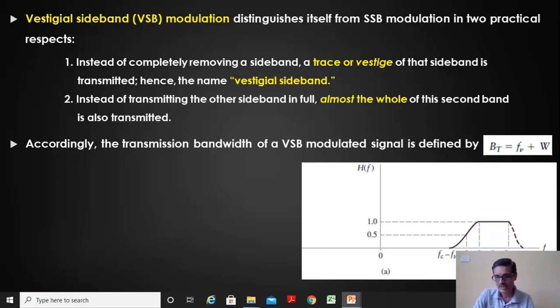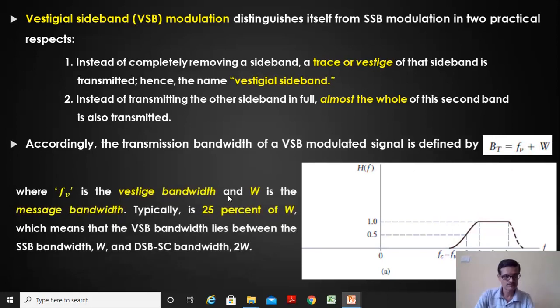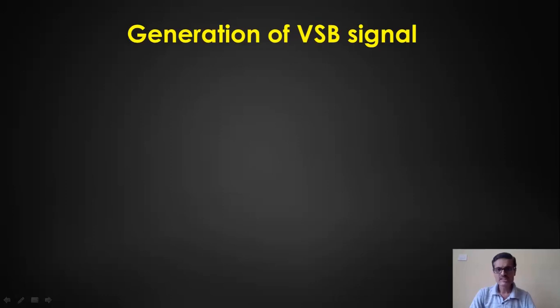So the bandwidth required here: this difference is W hertz, and this difference is FV hertz. So the overall bandwidth required here is FV plus W hertz. That means a vestige bandwidth of FV hertz, which constitutes around 25% of the lower sideband, along with the full portion of the upper sideband, is transmitted. Fine. Now let us understand how to generate the VSB signal.